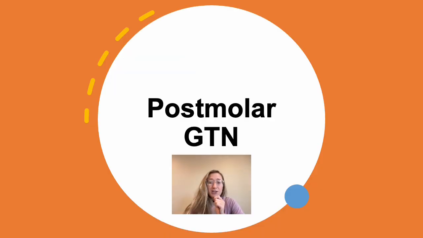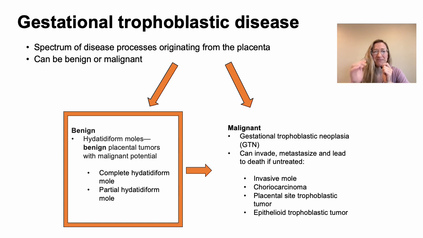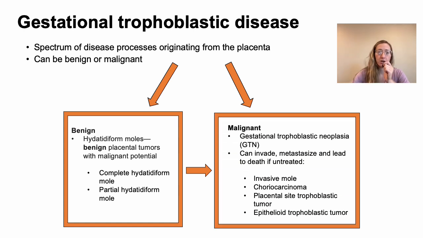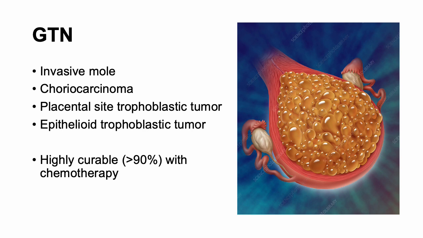All right, let's get to the actual point of the lecture. So we already went over this chart, GTD to GTN. Your forms of GTN: invasive mole, choriocarcinoma, placental site trophoblastic tumor, and epithelioid trophoblastic tumor. We'll go over these very briefly at the end. This is highly curable with chemotherapy for the invasive mole and the choriocarcinoma. That actually does not apply to these intermediate trophoblastic tumors.